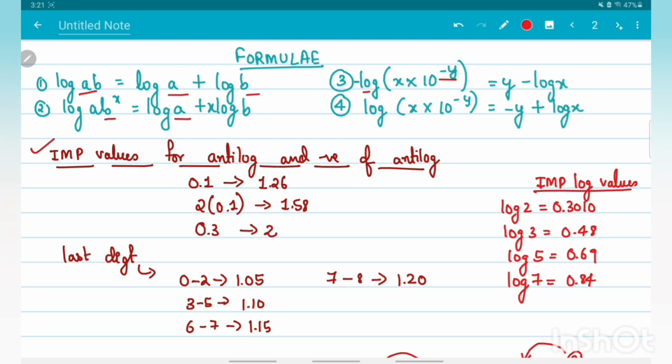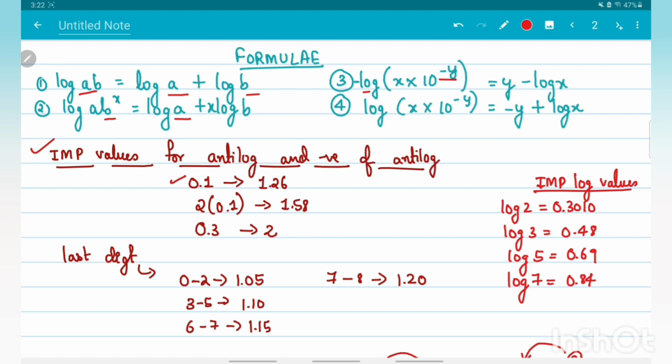Now what are these? These are the important values for antilog and negative of antilog. When we are going to find the values of antilog or negative of antilog, we need to know the value of these numbers. Suppose in that particular sum you get something like 0.1, you have to substitute the value as 1.26. If you get something like 2 into 0.1, you have to substitute the value as 1.58. If you get something like 0.3, you have to substitute 2 as the value. These are the values we need to know for finding the antilog or negative of antilog.